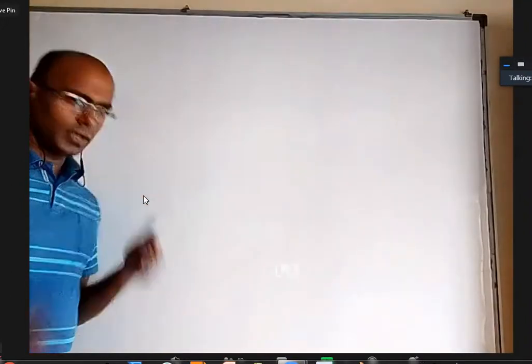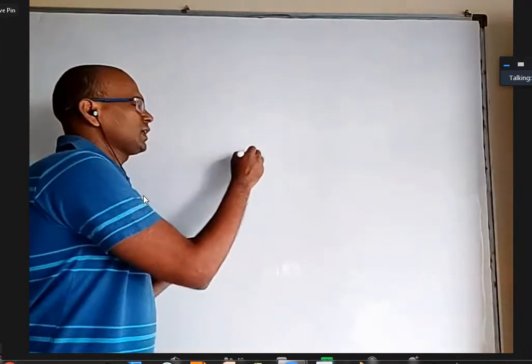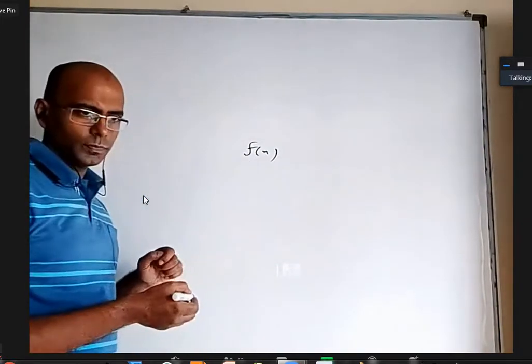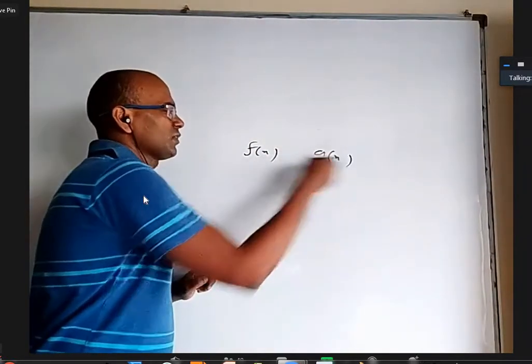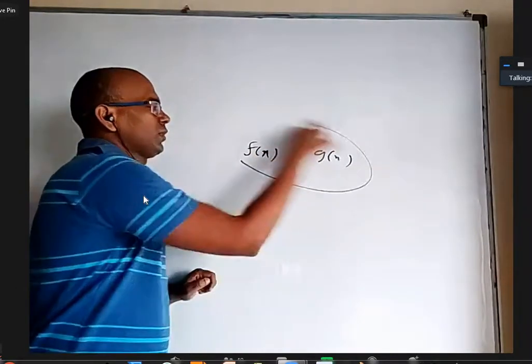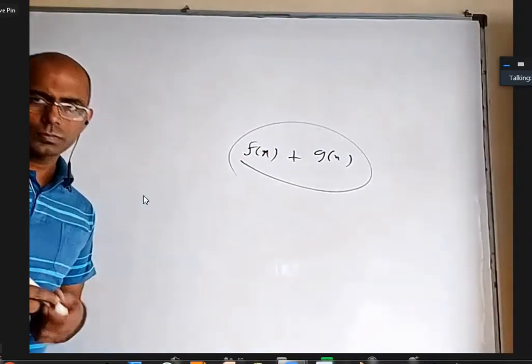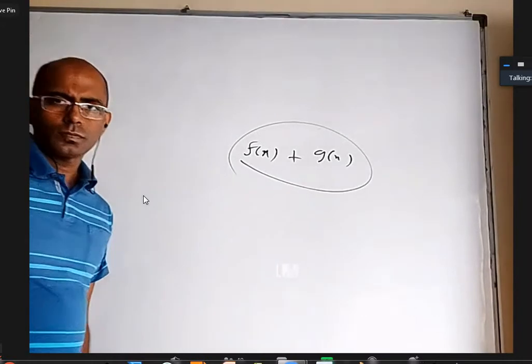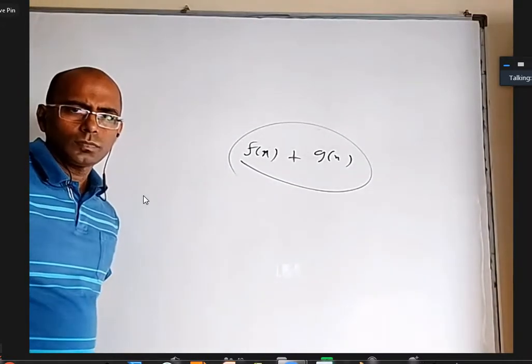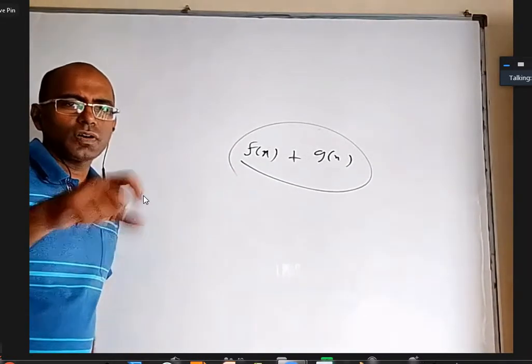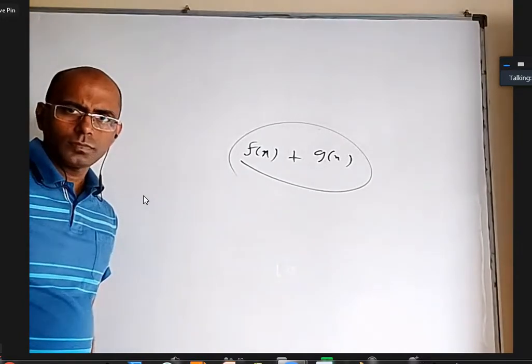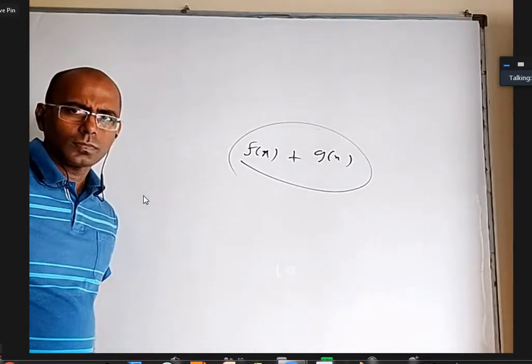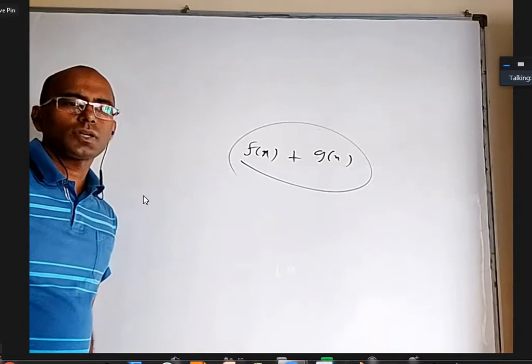Let me see if I add, let's say f of x alone is an even function, g of x alone is an even function. When I add them, will this total be an even function? If f is even, g is even, can I say f of x plus g of x is even? Anybody want to answer?